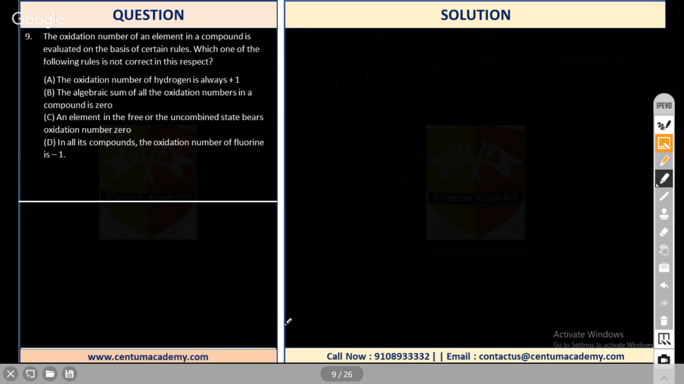is it plus one in HOF? You check once. The first option is also wrong. First is not correct. And fluorine always has minus one oxidation number. D option is correct.